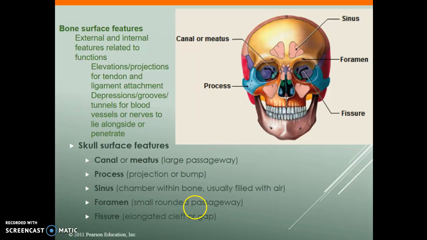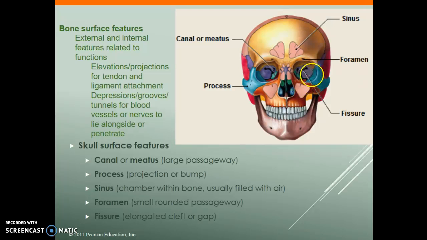A canal or meatus is a large passageway. If you put your finger in your ear, that's your external auditory meatus. It's your outer ear, goes to your eardrum. A process is a projection or bump. Our sinuses, this pink color up here, are our sinuses, and those are cavities within the bone filled with air, and they help us give resonance to our speech, and they lighten the bone.